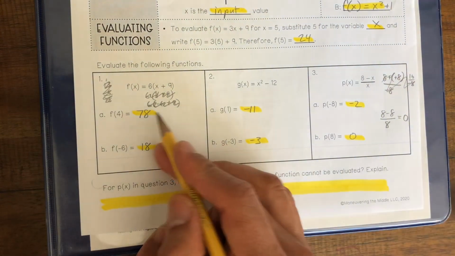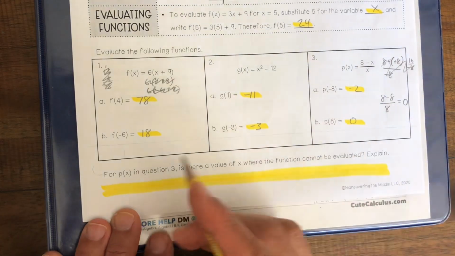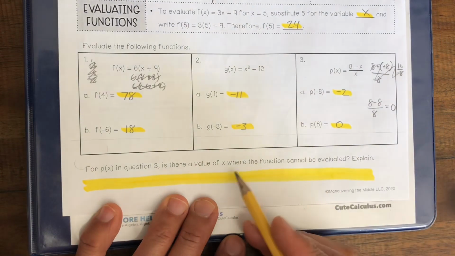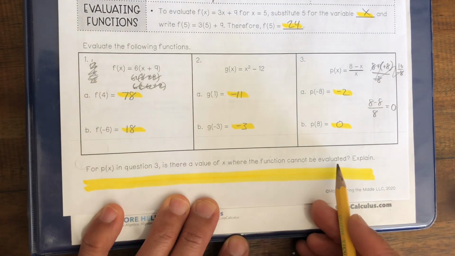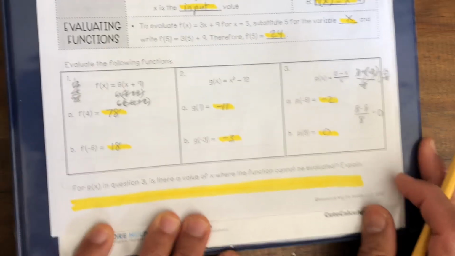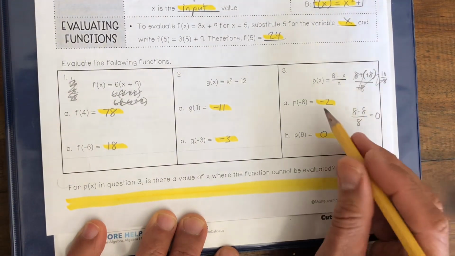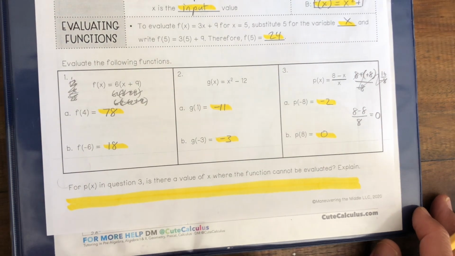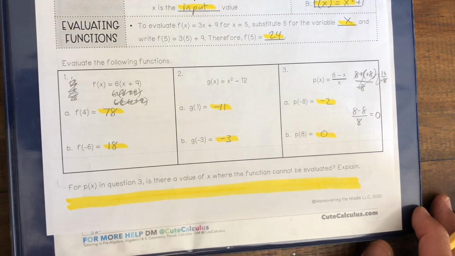And that's it for evaluating these functions here. The last question, for p of x in question number 3: is there a value of x where the function cannot be evaluated? Explain. Is there any number we could put in for x where the function can't be solved at all? Let me let you think about it for a couple seconds. What could we substitute for x where we can't solve this function at all?